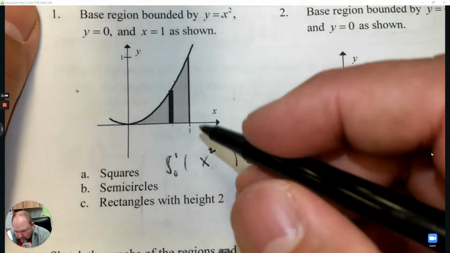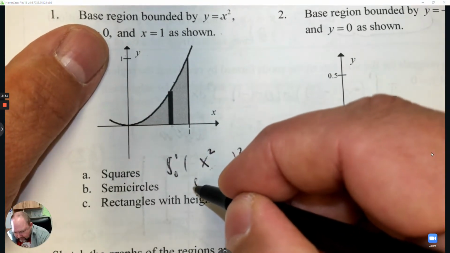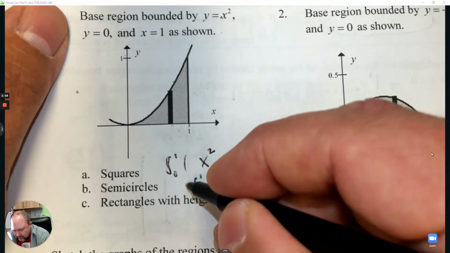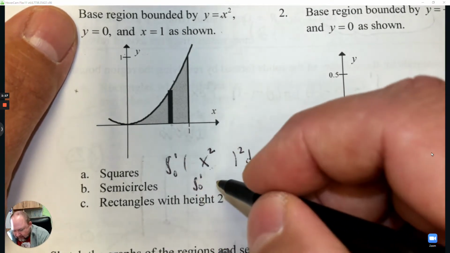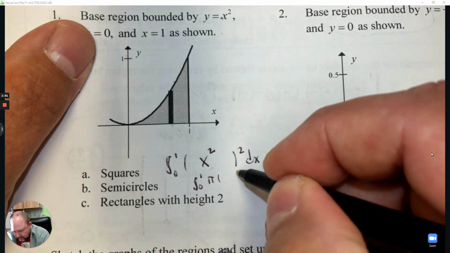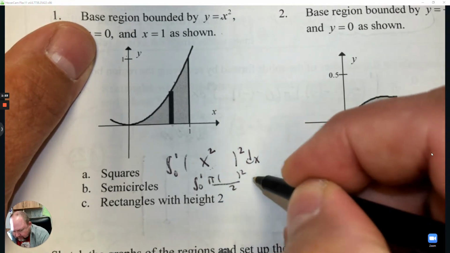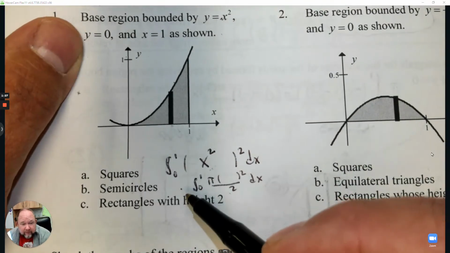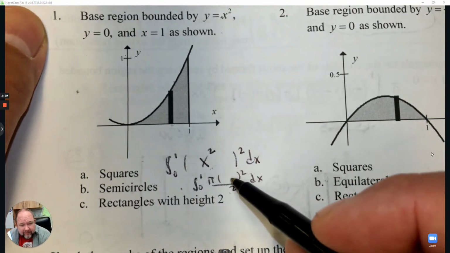For a semicircle, same start. We're integrating from 0 to 1. The formula for a semicircle is pi r squared divided by 2. So we can put it here. You could also put pi over 2 in front of the integration. We're going to learn to do that more. And then inside is the radius.